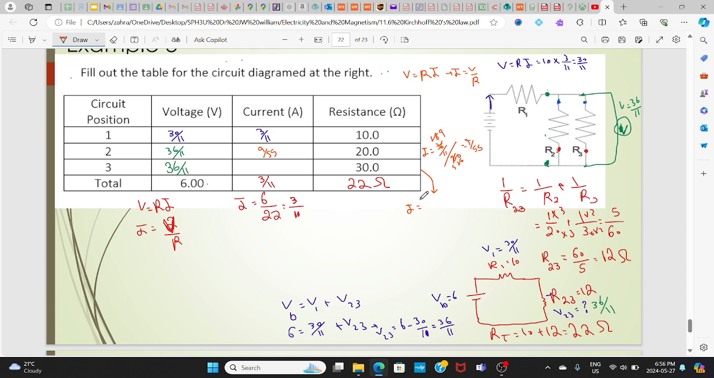I here is equal to V over R. V is 36/11, then divided by 30. Divided by 3 is 10, divided by 3 is 12, divided by 2 is 6, divided by 2 is 5, right? It's going to be 6/55. See that?